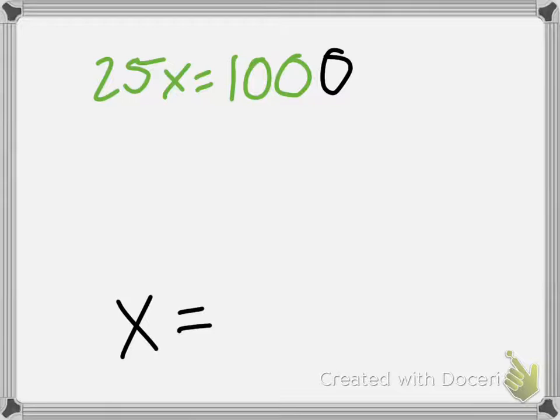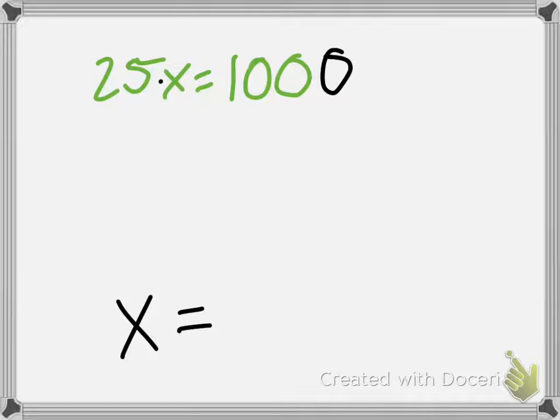So I need to simplify. I need to get x equals. This is 25 times x. I want to get rid of that 25. If this is 25 times x, what can I do to get rid of 25 times something? What can I do to get rid of 25 times something? Dolan?